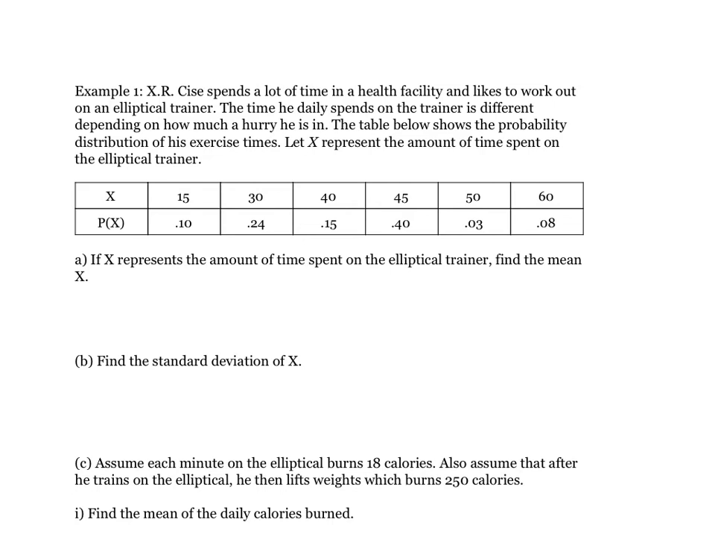So here's an example. Example 1: exercise. Creative name, spends a lot of time in a health facility and likes to work out on an elliptical trainer. The time he daily spends on the trainer is different depending on how much of a hurry he's in. The table below shows the probability distribution of his exercise times. Let x represent the amount of time spent on the elliptical trainer.